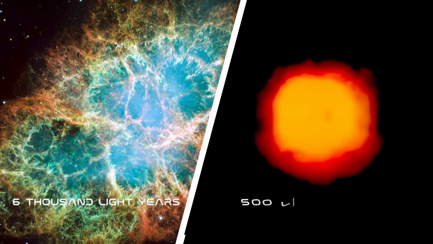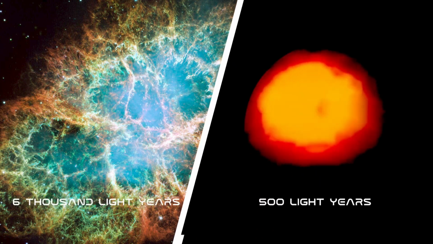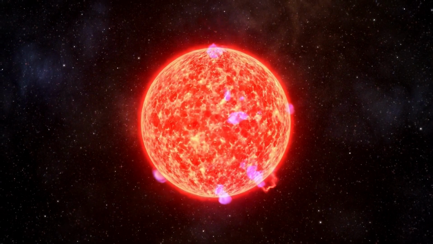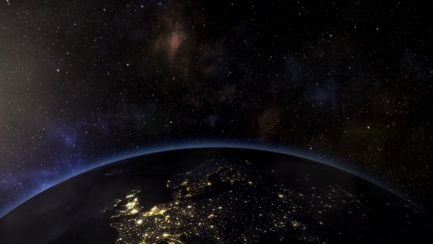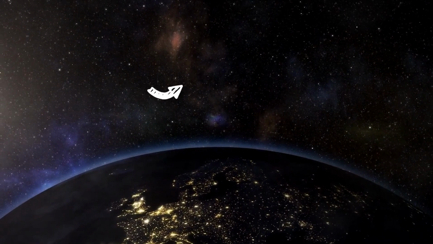But Betelgeuse is only 500 light years away. And that means when this goes through a supernova, it's going to be much brighter in our night sky. We have to be expecting it to happen soon, and it will change our sky for a little bit.